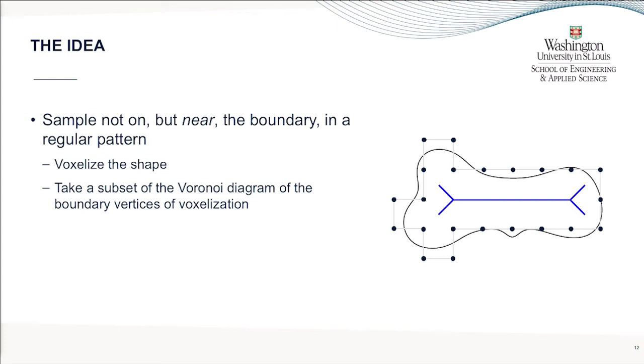So I think the key insight of this work is that by using these off-the-boundary and regular samples, you can get away with a simple and robust algorithm without losing much of the theoretical guarantees.